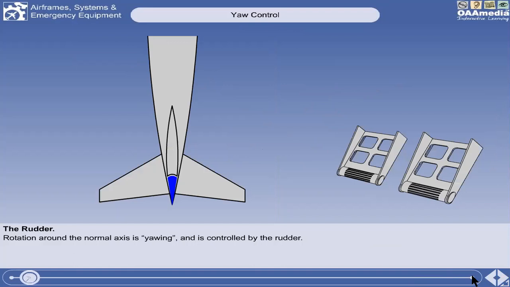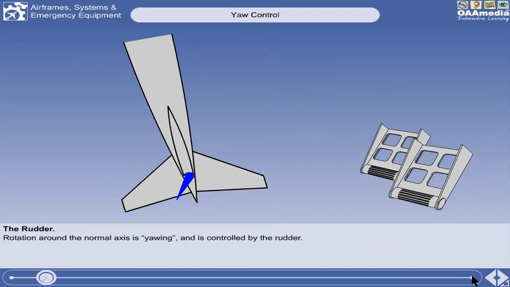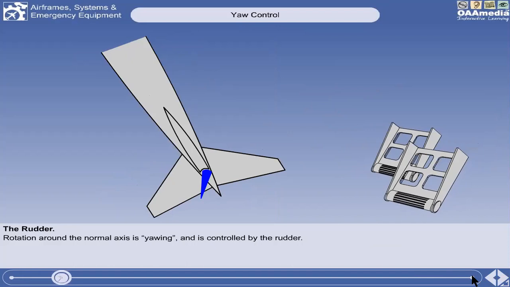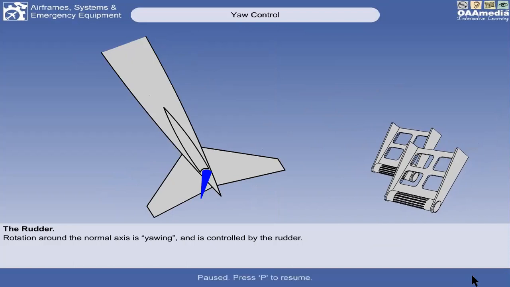Rotation around the normal axis is yawing and is controlled by the rudder, which is normally fitted to the trailing edge of the tail fin. Okay, so the rudder is commonly located at the trailing edge of the tail fin, or our vertical stabilizer. It's being operated by means of the rudder pedals.